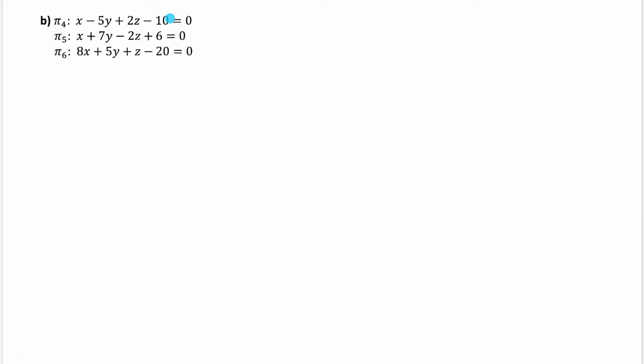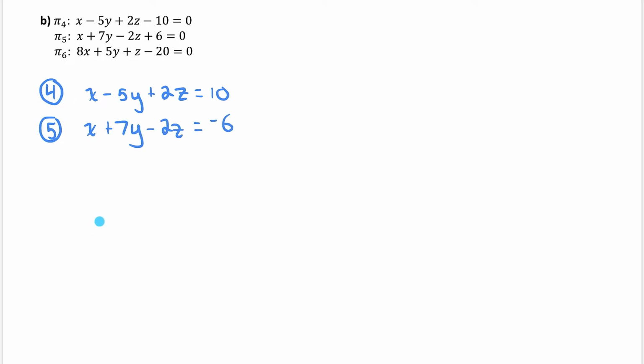In this one, we're going to have a different scenario, but the process to start is going to be the same. We're going to look at two different pairs of planes, and then compare the intersections of those two different pairs. So let's start by looking at plane 4 and plane 5. I see that both the z's and the x's would eliminate very easily, but let's just go ahead and stack those equations on top of each other to start with.